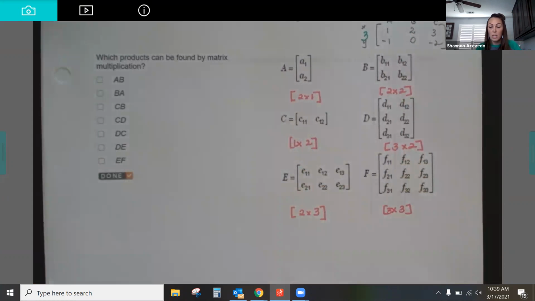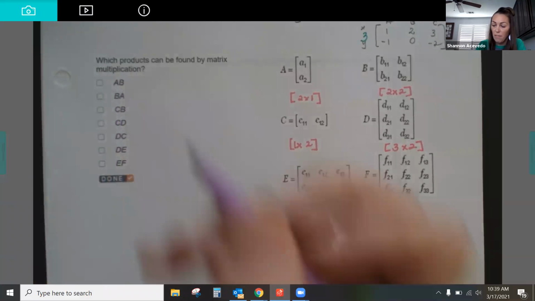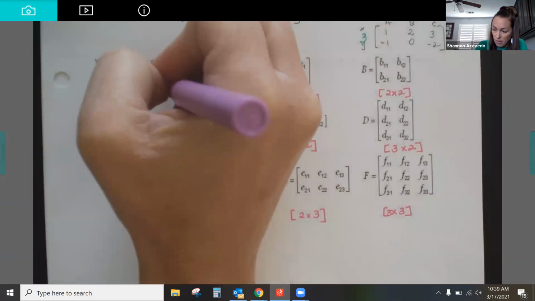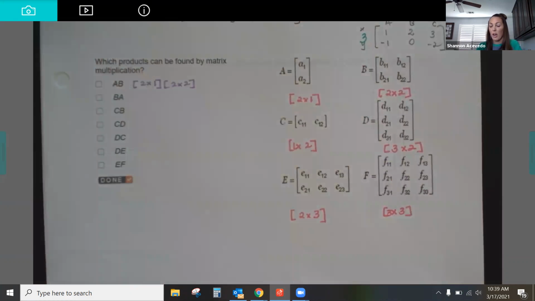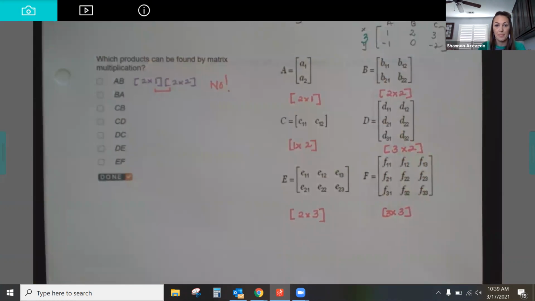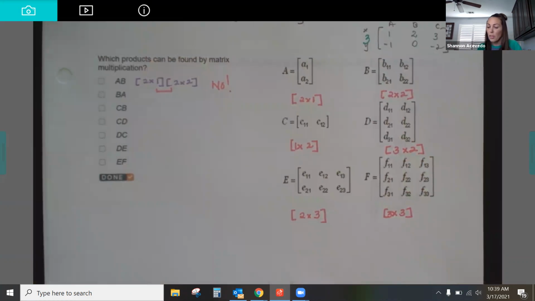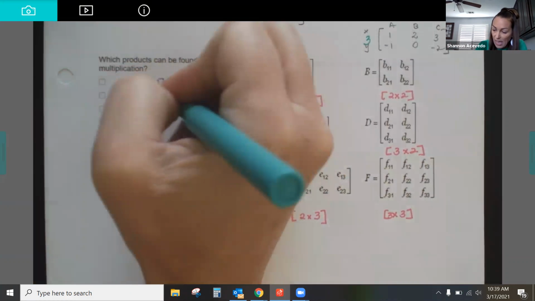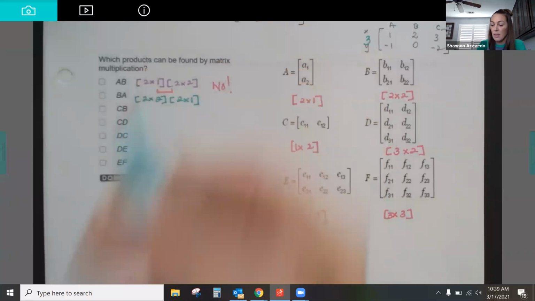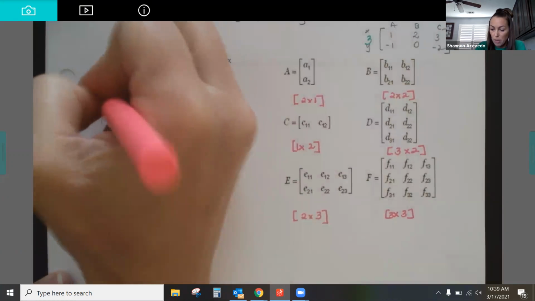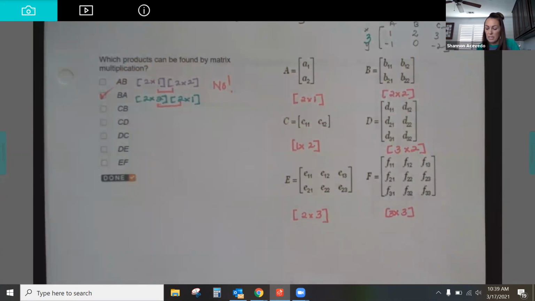Order matters. So A is first, so I need to write the dimensions of A first, which is 2 by 1. My B is a 2 by 2. So I look here, are my inner dimensions the same? And the answer is no. So I cannot multiply them. I go to the next one, B times A. So B was a 2 by 2. A was a 2 by 1. Are the inner dimensions the same? They are the same, so I can multiply them. Check. So I just need to go through my list and do all of them.